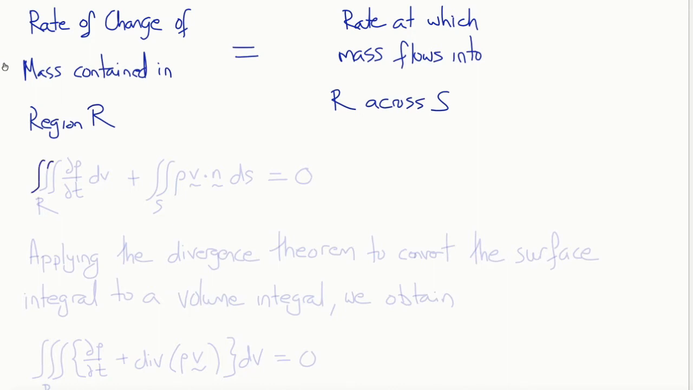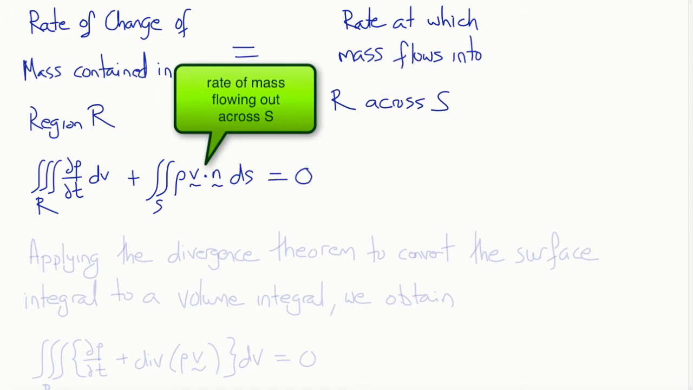So mathematically, the rate of change of mass would be the integral of the rate of change of density with respect to volume, so the triple integral over R of ∂ρ/∂t dv. And then, if we subtract the rate at which mass flows into the region from both sides, we would now add the rate at which mass flows out of the region, and that's given by the surface integral of ρ v·n dS, where v is the velocity vector, n is the outward normal to S.